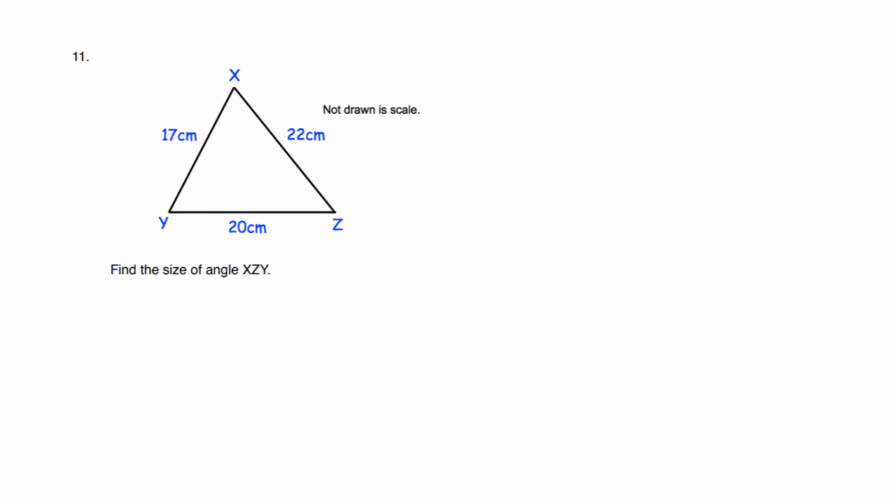So here we're asked to find the size of angle XZY, and we're given the lengths of our 3 sides. Now, if we're given the lengths of 3 sides of the triangle, and it's not a right-angled triangle, and we're asked to find an angle, we need to rearrange the cosine rule to do this. So if you remember, your cosine rule is a squared equals b squared plus c squared minus 2bc cos a.